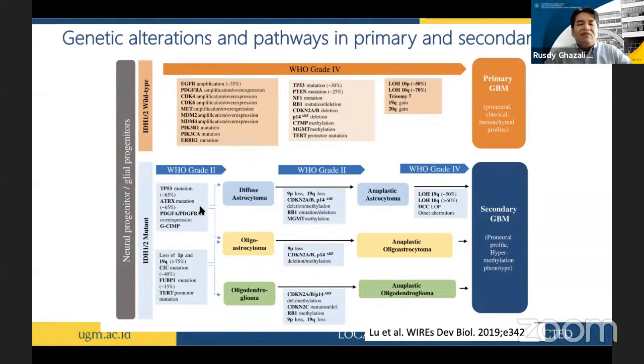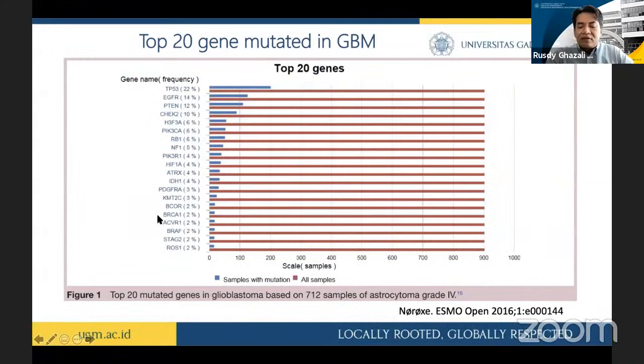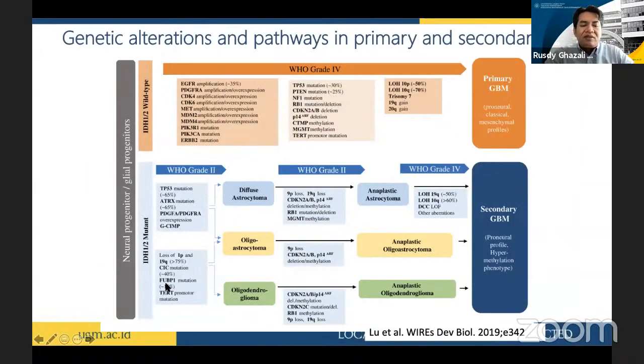If the mutations happen in the P53 gene, the ATRX gene, or the PDGFA gene, then they will become diffuse astrocytoma. If these mutations are followed by 1p19q deletion, then that will be oligodendroglioma. So the IDH mutations will drive other mutations, and depending on those mutations, the histopathology type will be determined. If it is a P53 mutation, it will be diffuse astrocytoma. If it is a 1p19q deletion, it will be oligodendroglioma.